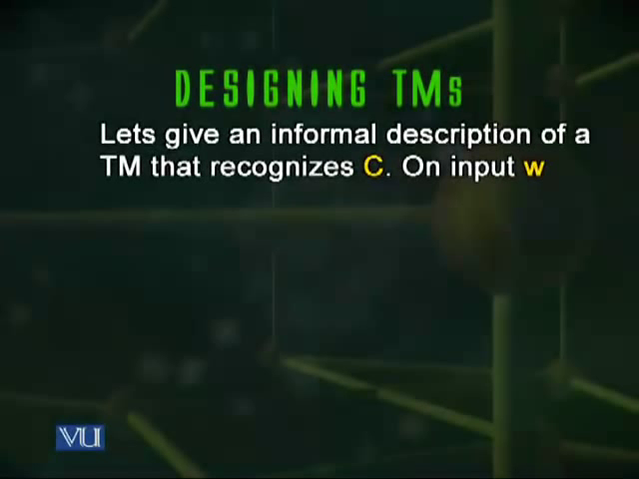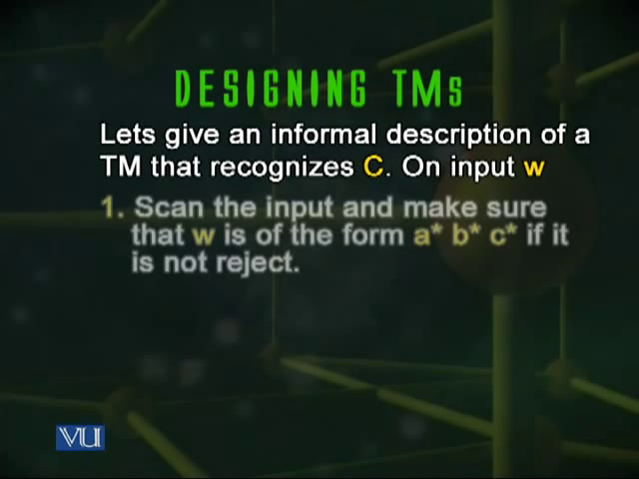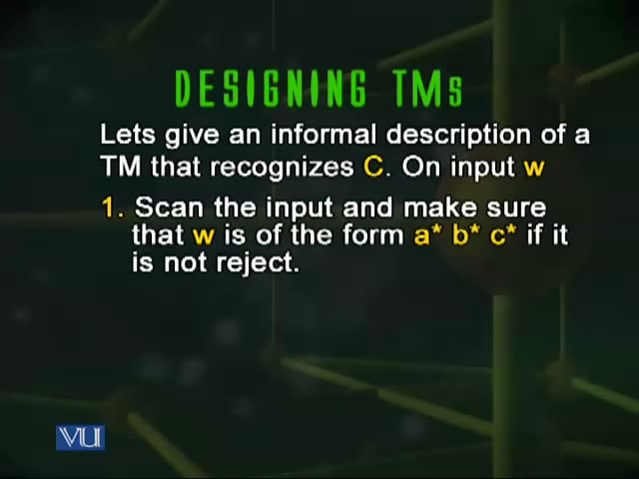Let us look at how we will solve this problem informally or intuitively. We will first scan the input and make sure that the string on the input tape is of the form A star, B star, C star. If it is not of this form, we will simply reject this input. This would make sure that the string is of the correct form, and now we only have to check the number of A's, B's, and C's.